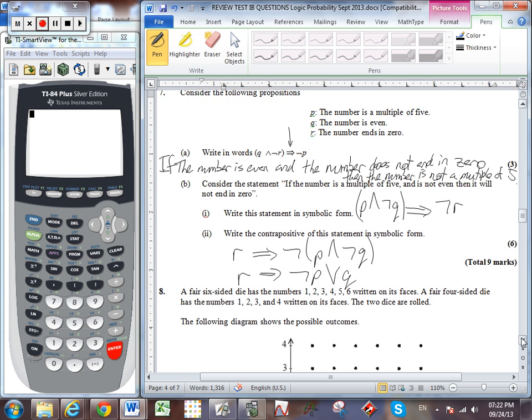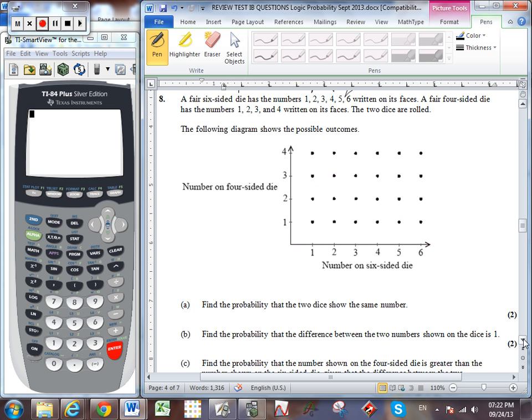Right, number 8. We're on to the probability questions. Got a fair 6-sided die, which you can see has been represented with the numbers 1, 2, 3, 4, 5, and 6, and that's why we're making a 2-dimensional grid, a fair 4-sided die with the 4 numbers 1, 2, 3, and 4. These two dice are now rolled. The following diagram shows the outcomes. Clearly there's 24 different outcomes.